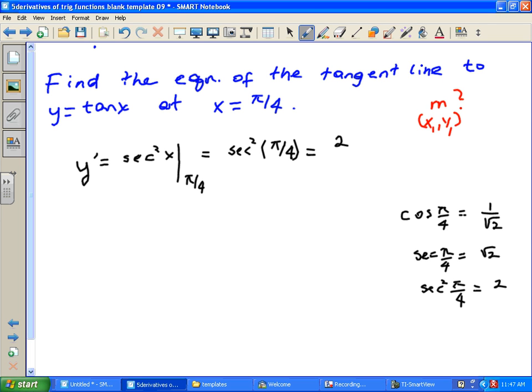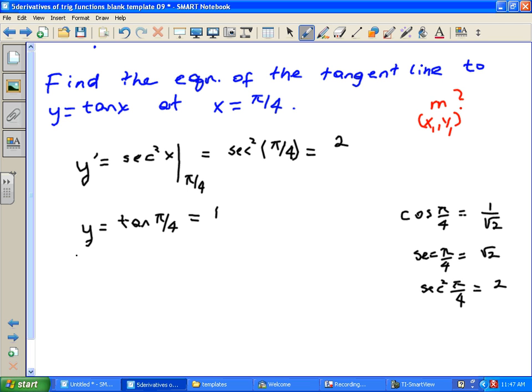To get the y-coordinate, we need to plug pi over 4 into the original function. So y equals tangent of pi over 4. And pi over 4, of course, is 45 degrees. Sine and cosine are equal at that point, and their ratio equals 1. So tangent pi over 4 equals 1. So now we have everything we need.